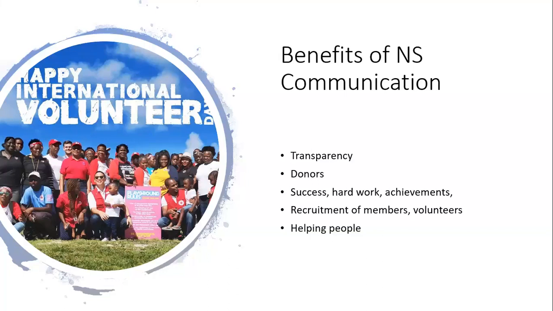Communicating about what your national society does can also encourage people to volunteer or to become a member of the organization. So the more they know about it, perhaps the more they will be encouraged to be a part of it. And of course, finally, doing all of this, you're doing what hopefully it is you signed up to do, which is help people.